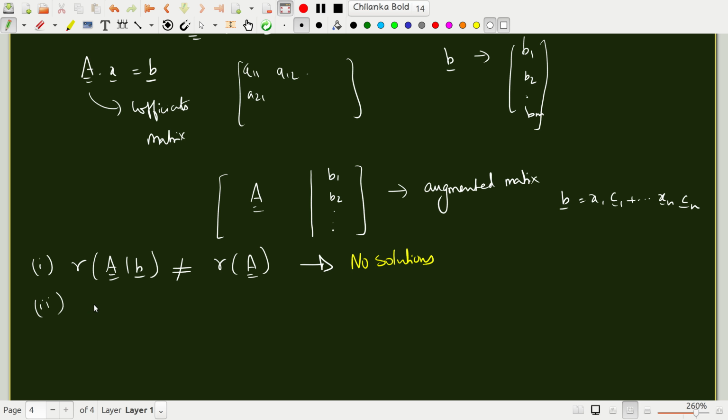It has a unique solution if the rank of the augmented matrix [A b] is the same as the rank of A, then it has a unique solution.